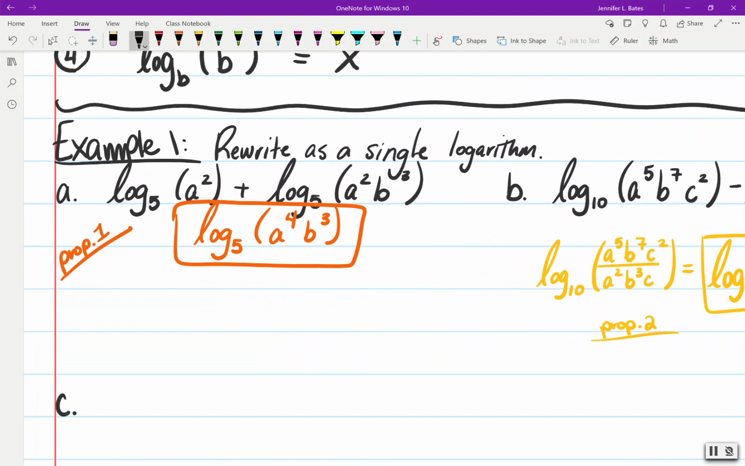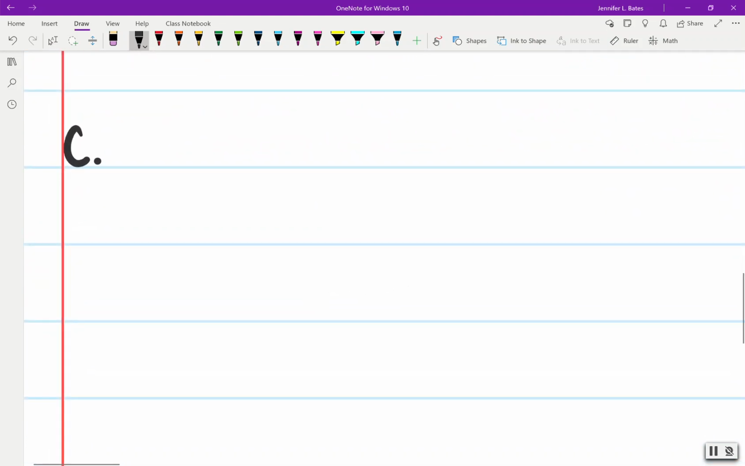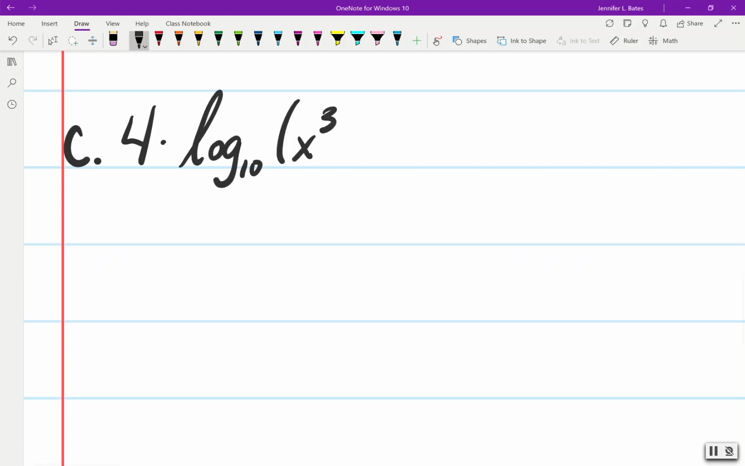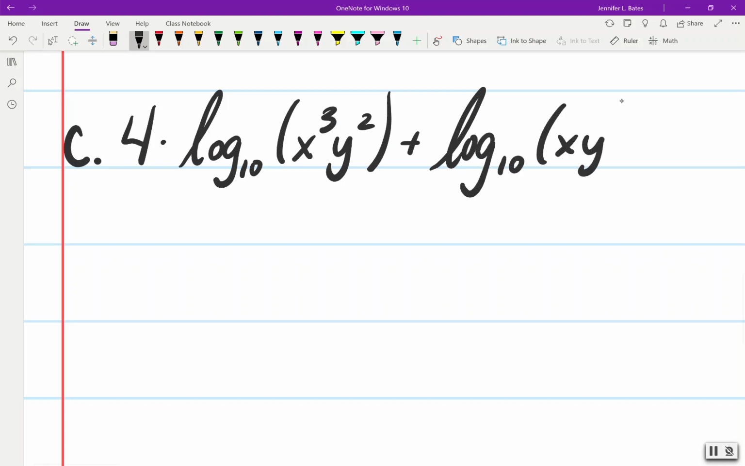Okay, example C. In example C, we are given 4 times log base 10 of x cubed y squared plus log base 10 of xy. Now, it's very easy to look at this problem and say, oh, we have 2 logs that are getting added, so I must be using property 1. The trick on this one is that before we do property 1, we've got to get rid of the 4.